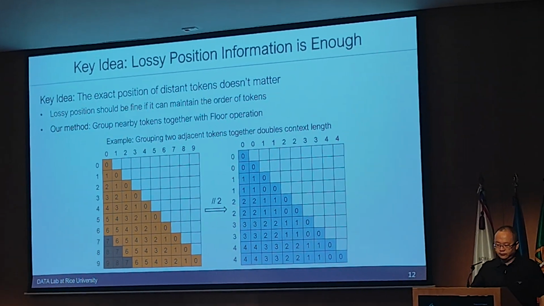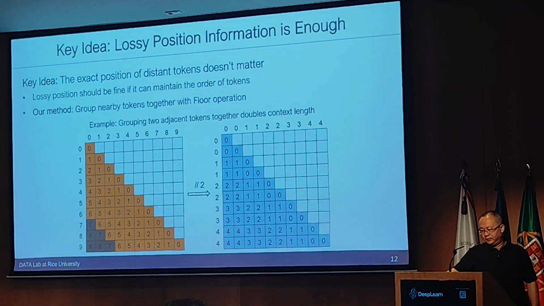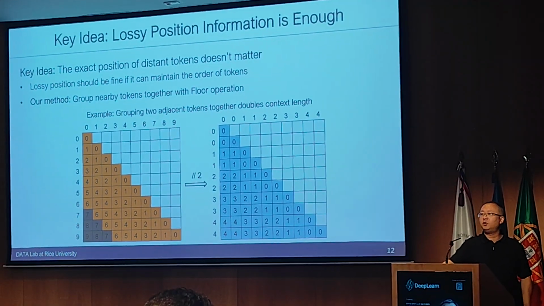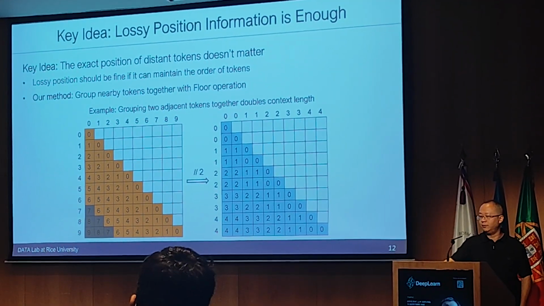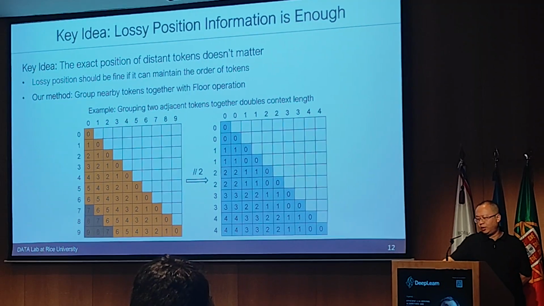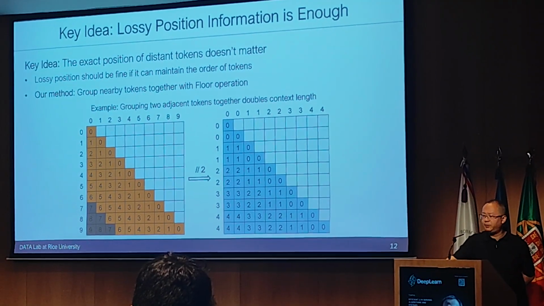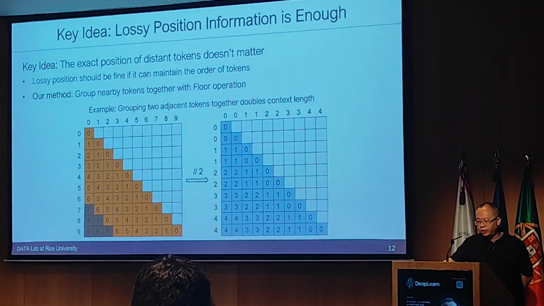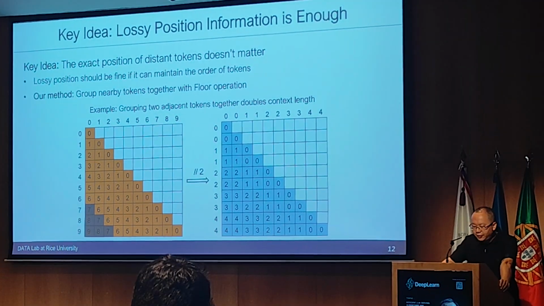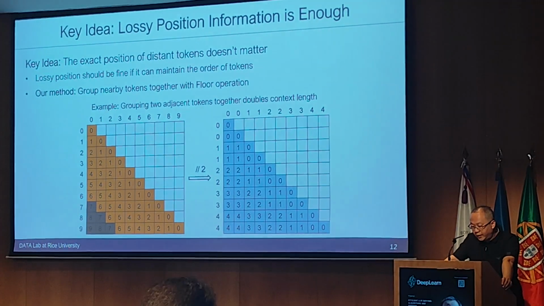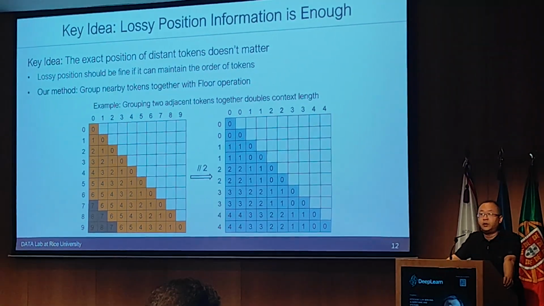And you can see how simple the ideas are, very, very simple. One idea is that lossy position information may probably be enough. The exact position of a distant token doesn't matter. Lossy information should be fine if it can maintain the order of tokens.